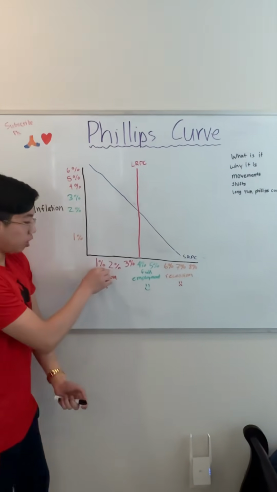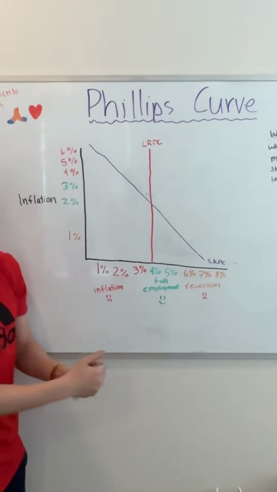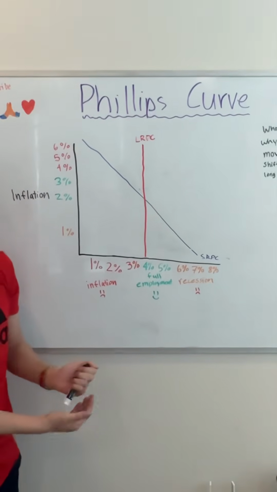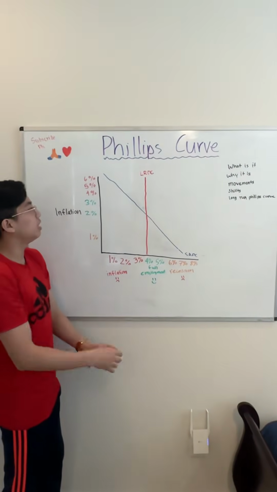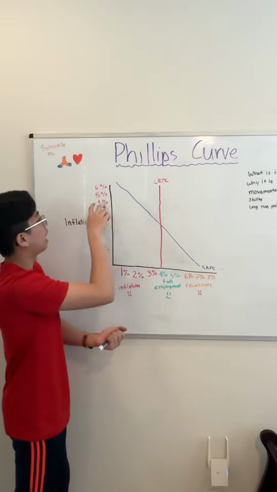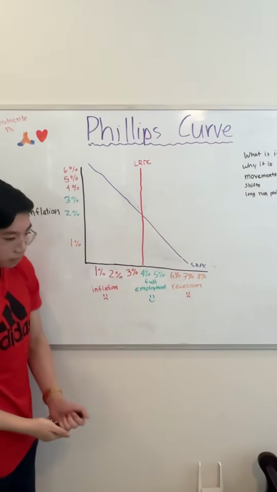But when there's very low unemployment, everyone will have jobs, everyone has money, and when people have money, people spend the money. When people spend money, stores go out of stock. When stores go out of stock, they increase their prices. That's what leads to an increase in price level, leading to higher inflation at lower points of unemployment.